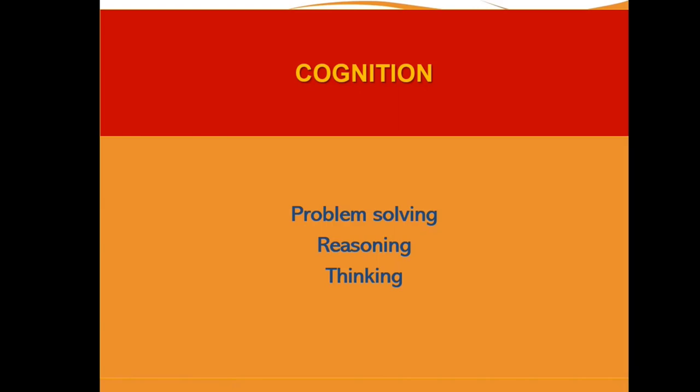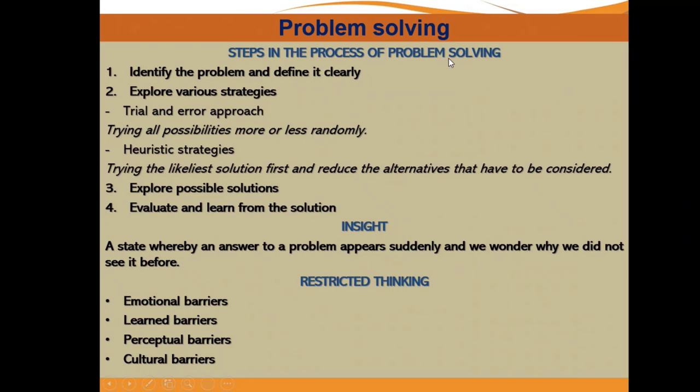It's the steps in the process of problem solving. Number one, steps in the process of problem solving. In order to solve the problem, we need to apply certain steps. Step number one, identify the problem and define it clearly. You need to identify the problem and define it clearly. Like Dr. Phil says, the first step to recovery is to admit that you have a problem. If you don't see a problem in yourself, then it's difficult to get either psychological intervention or any form of intervention. You need to see the problem in you.